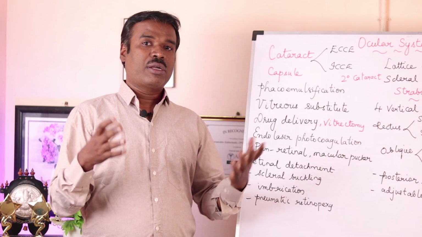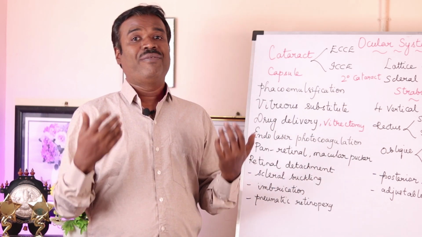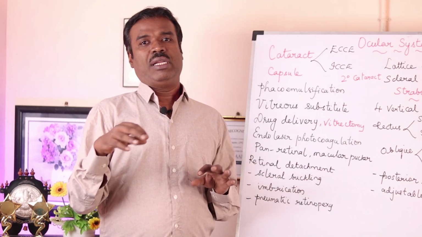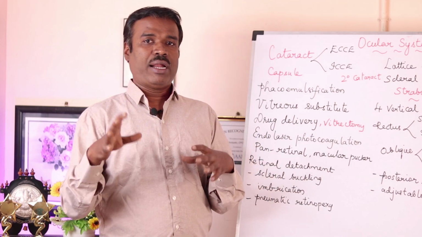Vitrectomy. Now the doctor decides that he'll have to remove the entire vitreous humor. That's called vitrectomy. So normally they do a mechanical vitrectomy or via a pars plana approach.